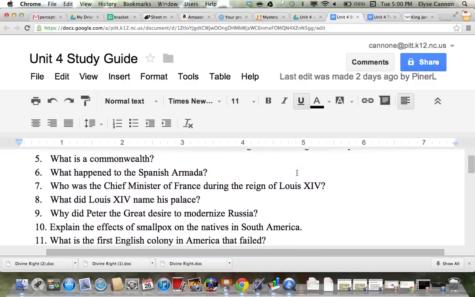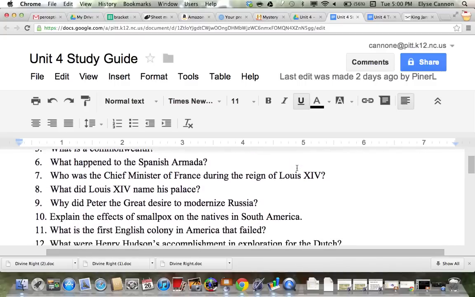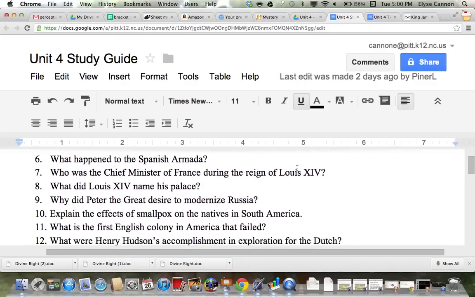Number 6, what happened to the Spanish Armada? The Spanish Armada is when Philip II, we talked about how he wants to invade England, takes a fleet of ships and tries to invade England. Two things are going to happen. First of all, there are going to be a lot of storms that damage the Spanish ships, as well as Sir Francis Drake getting out into the English Channel and areas like that and combating the Spanish ships and lighting them on fire.